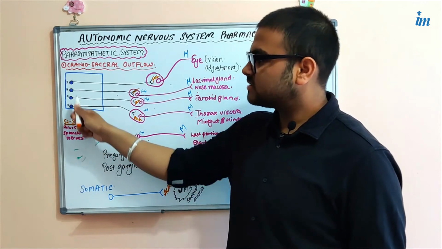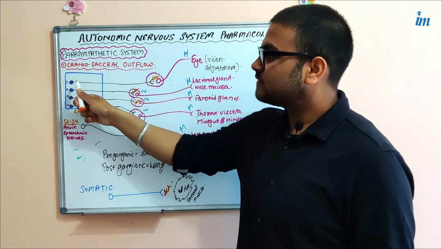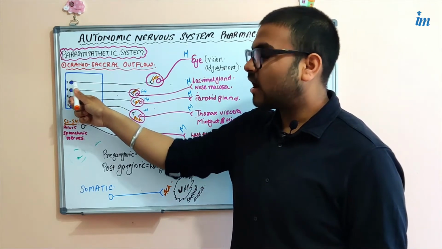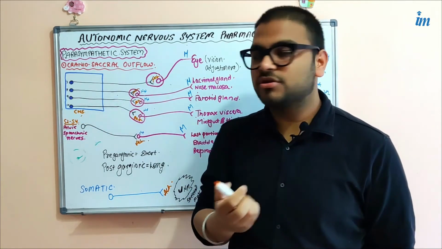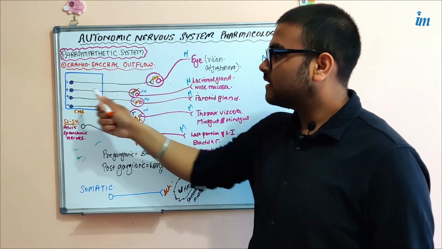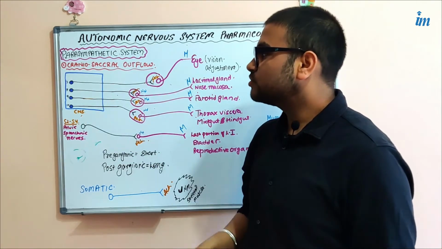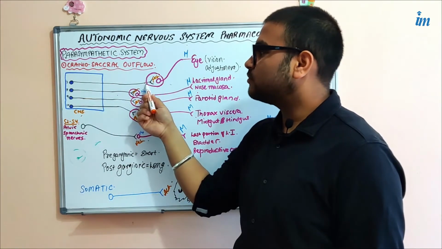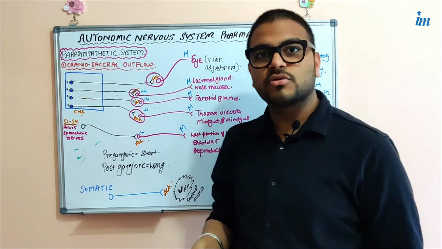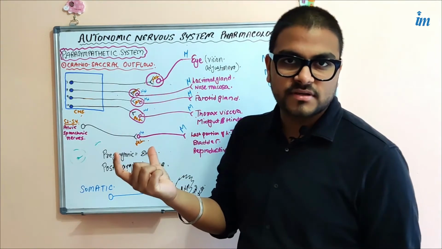The neurons arising from these nuclei in the CNS are called preganglionic neurons. So this is one preganglionic neuron up to here, this is another preganglionic neuron, this is another, and this is another. Why do we call it preganglionic? Because they form a synapse in the ganglion here.